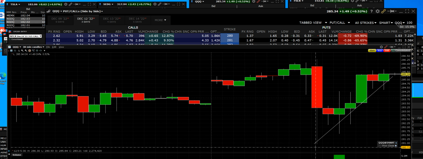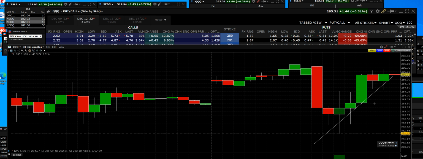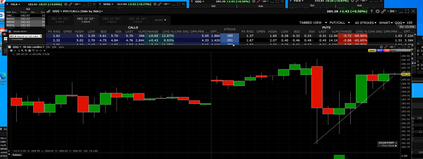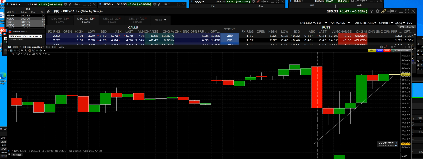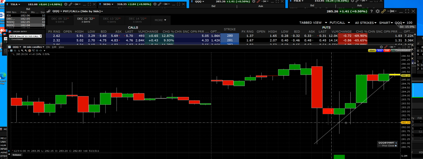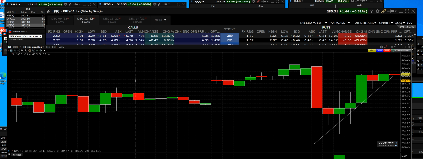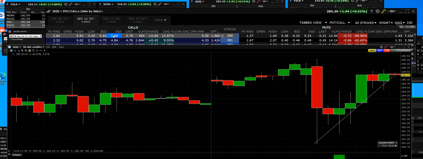How to buy the dip on the triple Qs using the 280 calls. The low on the triple Qs was 281.59. Yesterday's close was 283.85. So when we hit that, we started immediately with the breakout. That's when you make the transaction, and you have to know when to sell.